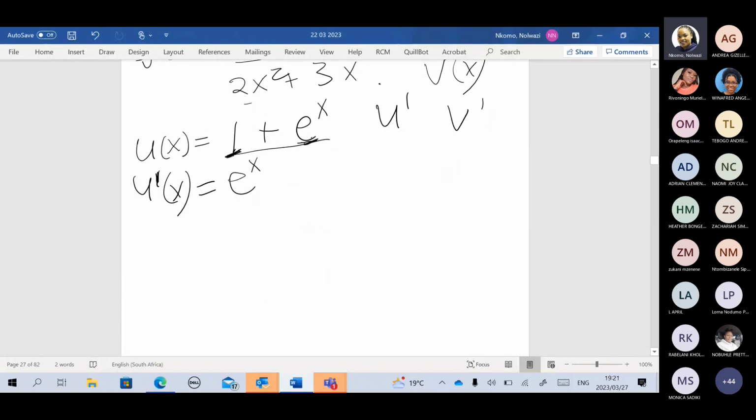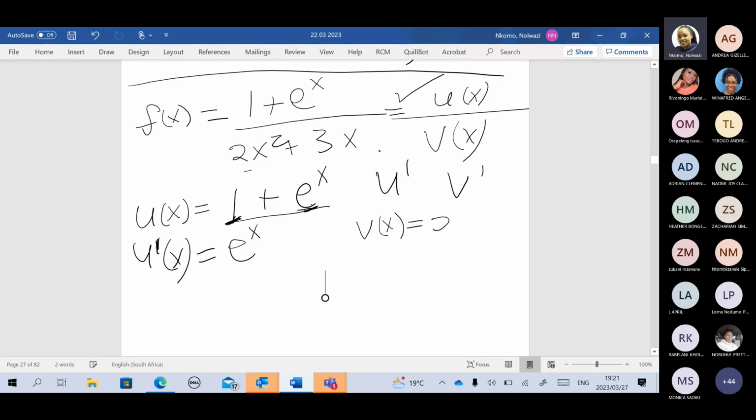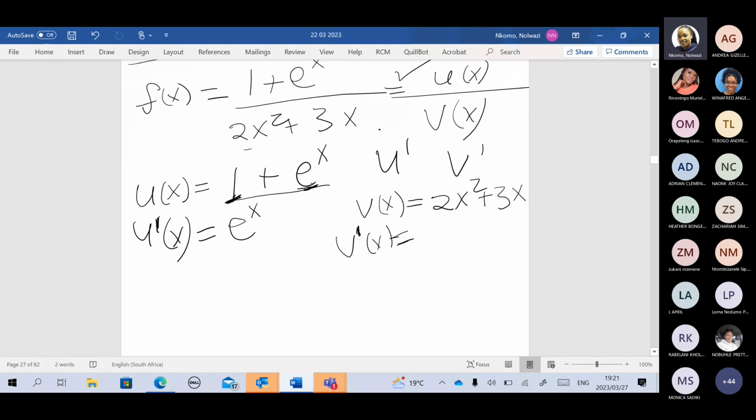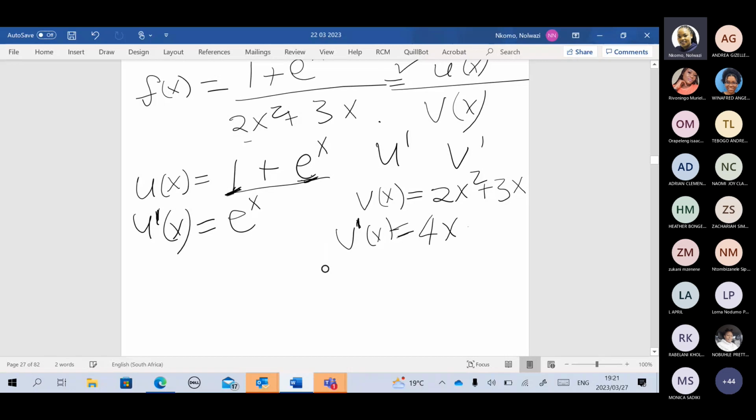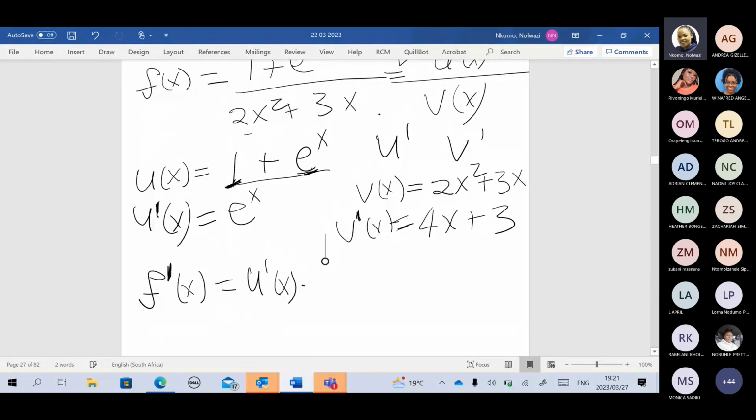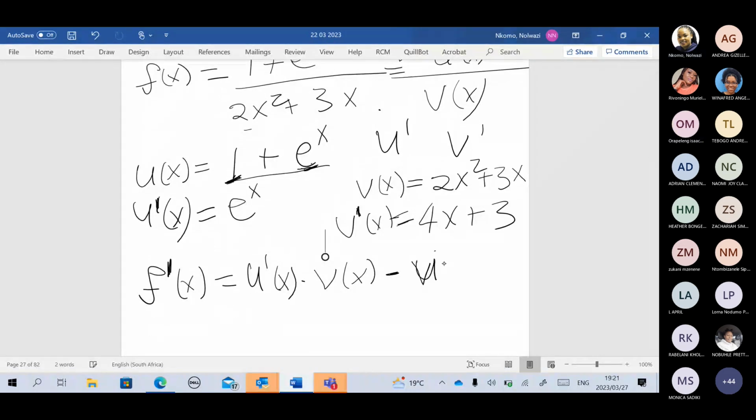Okay. We said our v at x is equal to 2x squared plus 3x, right? We need to find v prime at x. We can find v prime at x by using the power rule of the derivative. And if we do that, you will find 4x plus 3. Then the next step is to substitute everything: u prime at x times v at x minus u at x times v prime at x, everything over v at x all squared.